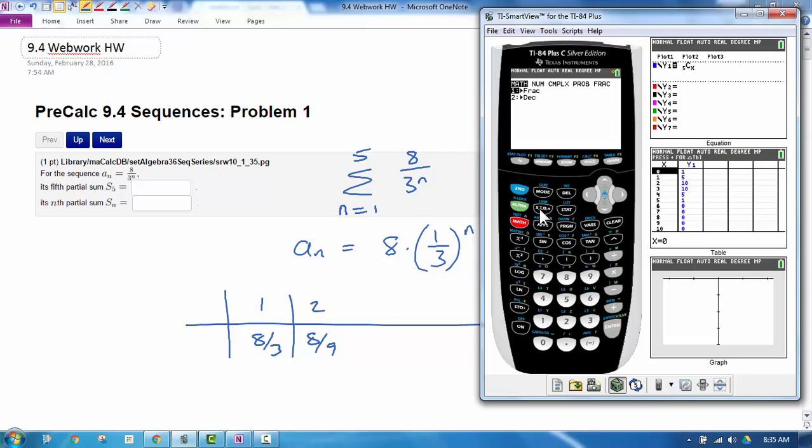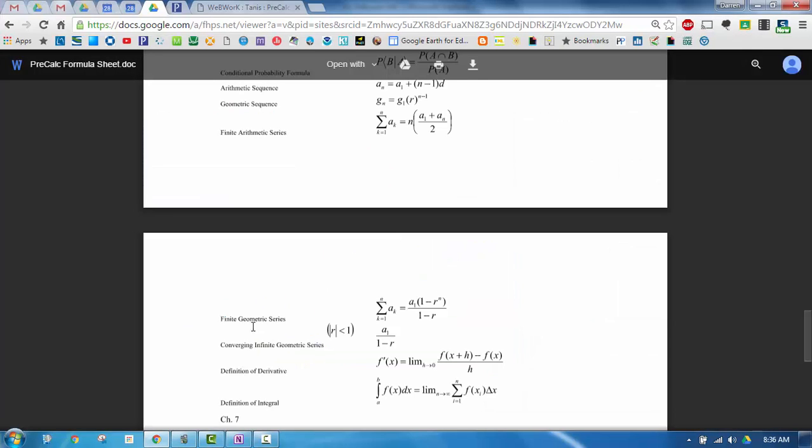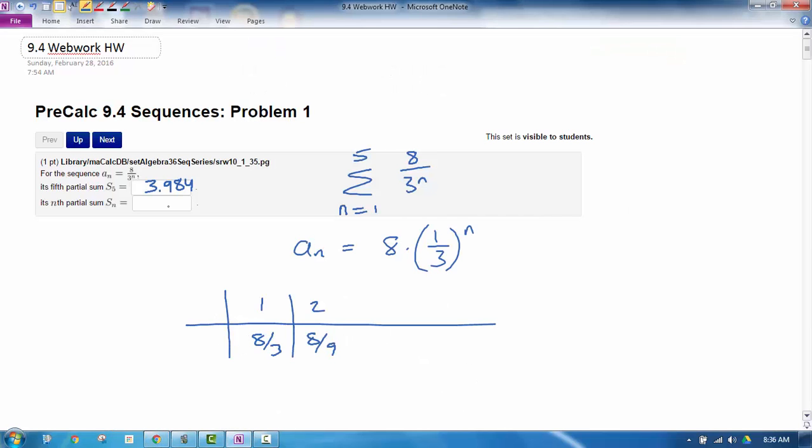I'm going to hit math decimal here. You can enter that as a fraction or as a decimal, but as a decimal it's about 3.984. Now another way to do that is right here on the formula sheet. You'll see this nth partial sum formula, which tells you to take the first term, multiply it by 1 minus the rate, which in our case is 1/3, to the nth power over 1 minus 1/3. And that's what the next question asks us to do, because they want the nth partial sum. So we're going to have to use that formula.